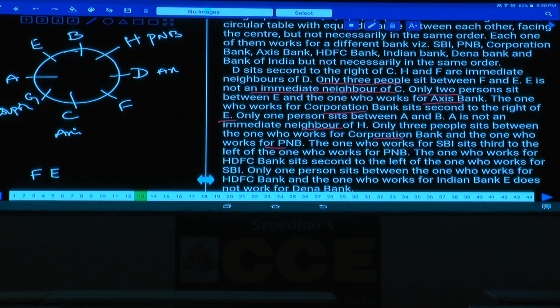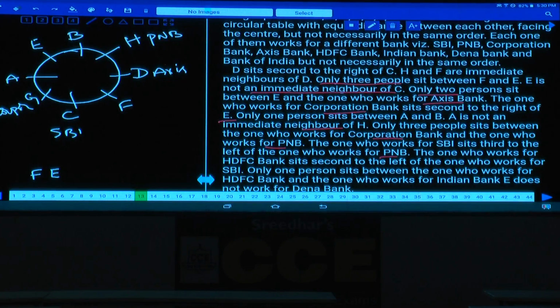The one who works for SBI sits third to the left of the one who works for P and B. Third to the left of this one means SBI, so this C must be SBI. If C is SBI, then who is Axis Bank here? This D is Axis Bank. Earlier we had 2 possibilities for Axis Bank, either D or C. Now C is SBI and D is Axis Bank.